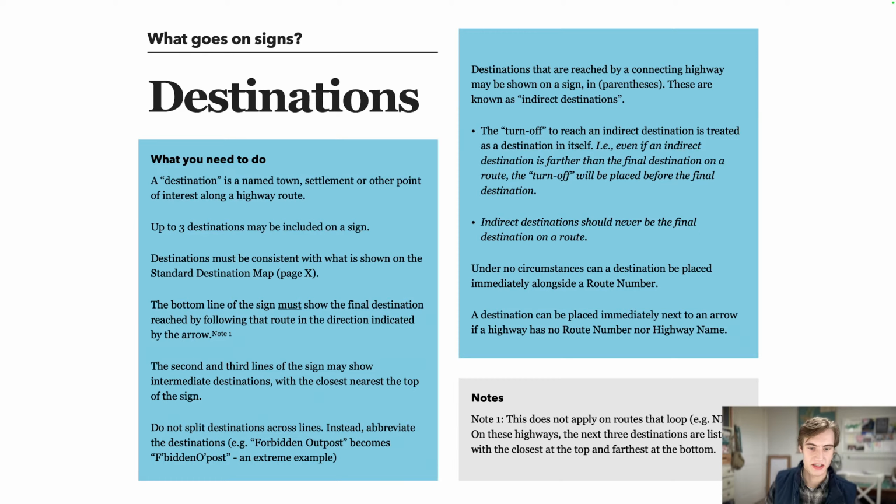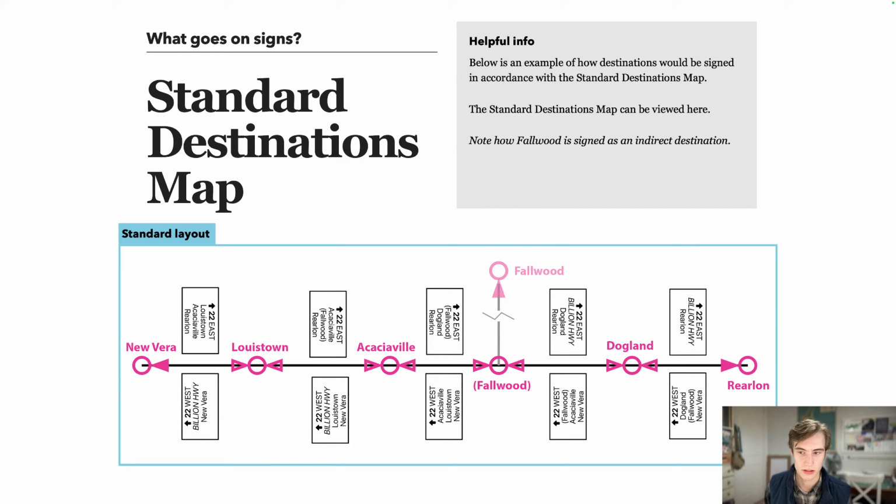As I said before, destination can't be placed next to a route number. You need to put it on a separate line because the route number has the cardinal that needs to go with it. But if you are signposting a road that doesn't have a route number and doesn't have a highway name, the destination can be placed next to an arrow. So let's take a look at an example.